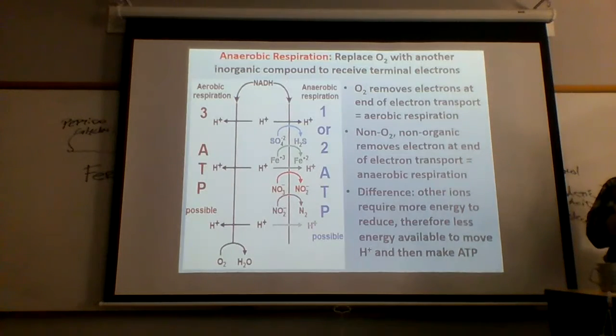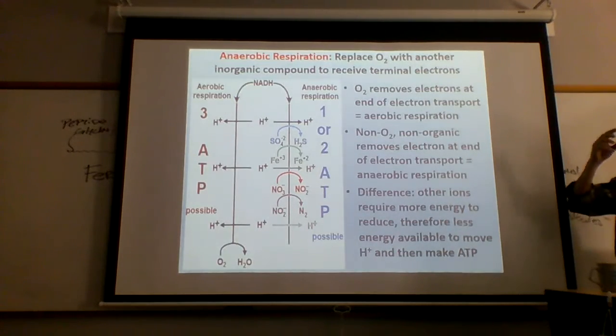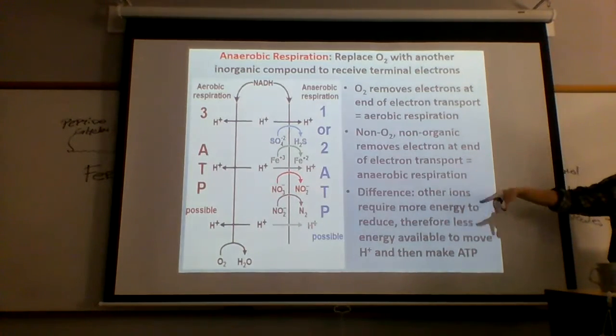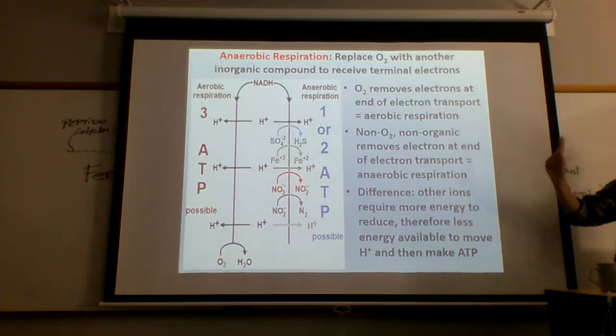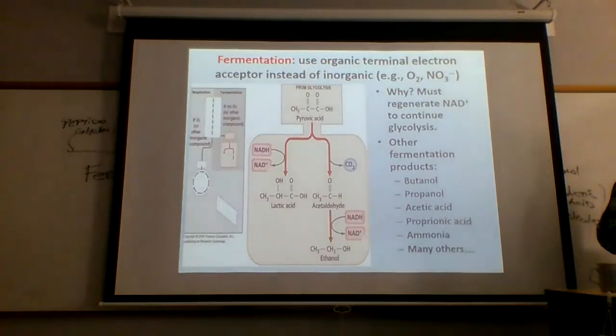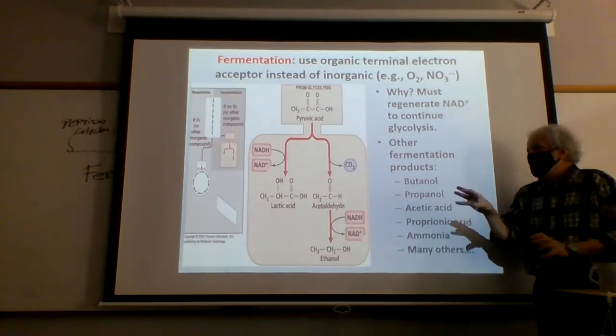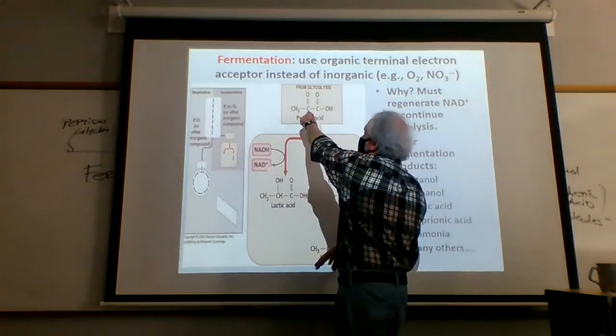And this is what we refer to as anaerobic respiration. We're essentially carrying out electron transport. The final electron acceptor is just something other than oxygen that's not organic. Fermentation is what we were talking about when we use pyruvic acid.